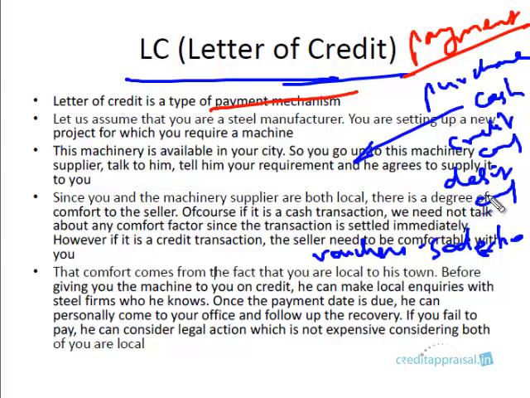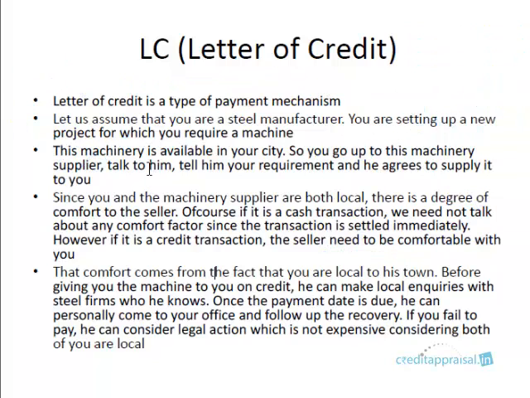So you can imagine in a business context, obviously there are going to be a variety of payment methods. What are the normal methods we are aware of? A cash payment, and then maybe through checks, DDs. These are the normal payment mechanisms. But in international trade, there's something called LC. This is a very popular payment mechanism. Letter of credit is a payment mechanism. First of all, it is a payment mechanism. So why does this arise?